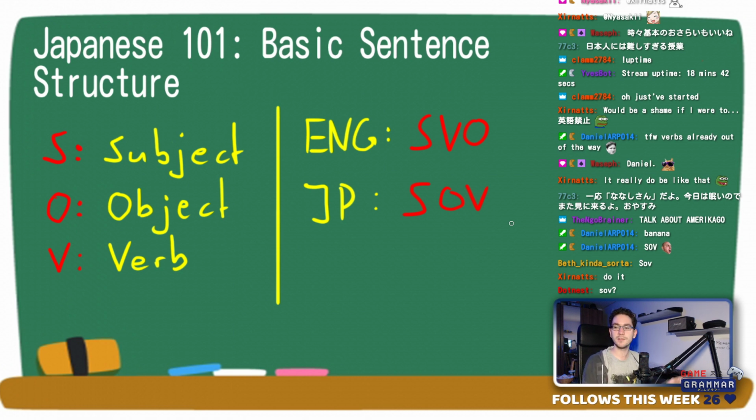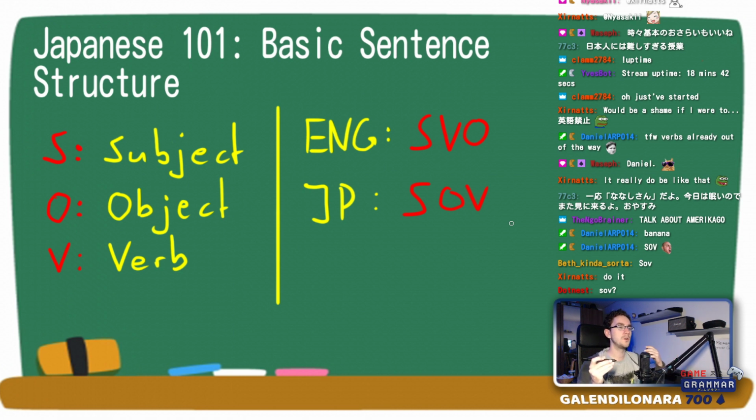Now, how you make a Japanese sentence, basically that's the goal for today's lesson, is to teach you how to make this kind of sentence. The goal is that you're going to walk away and be like, aha, I know how to make a basic SOV sentence now, using nothing but a dictionary, basically. That's what I want to achieve.